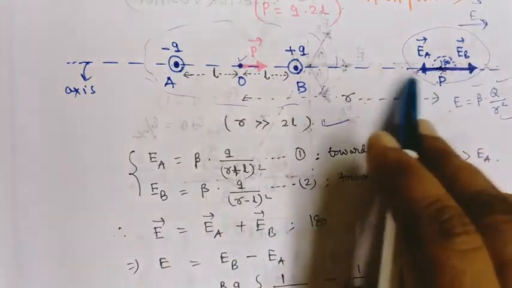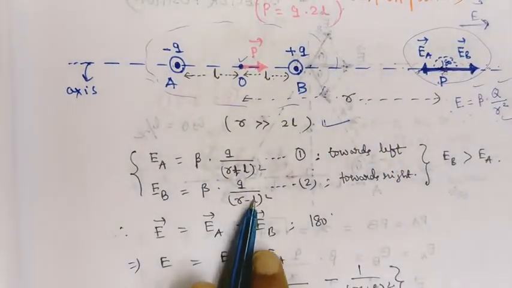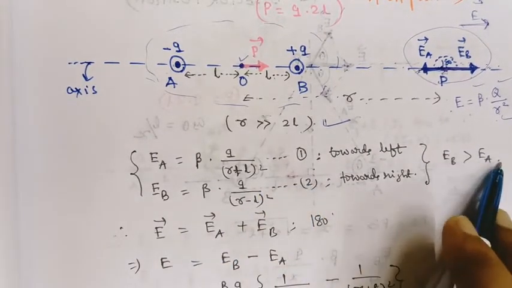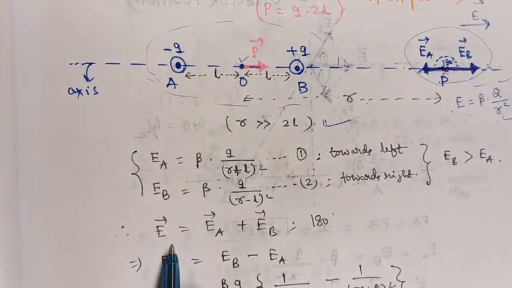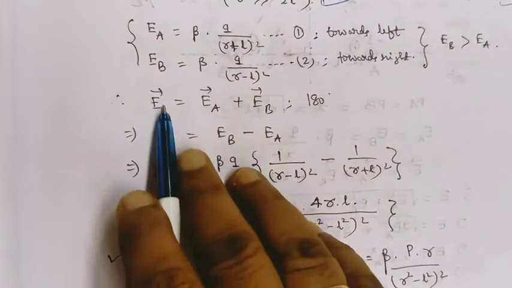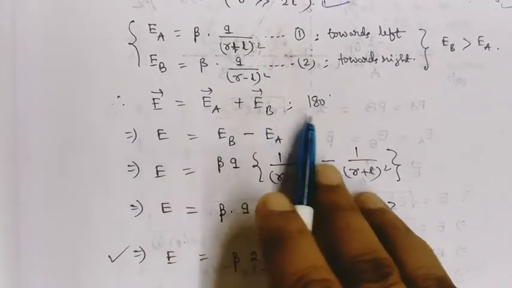Similarly, EB is very close to this. The distance is r minus l, that's why (r minus l) squared. From these two calculations it is very clear that EB is greater than EA. Now we have to calculate the resultant intensity E vector. E vector means EA vector plus EB vector. The angle between them is 180 degrees.